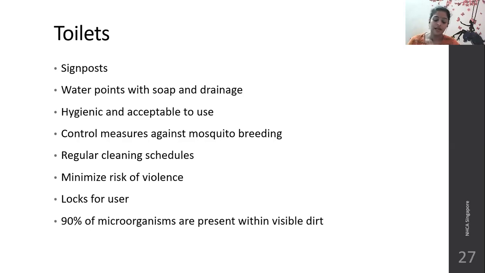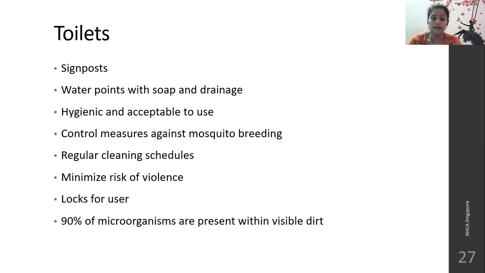The signpost to the toilets and latrines should be clearly visible to help the users find the toilets. Water points with soap and drainage should be there within the toilets. It should be hygienic and acceptable to use. Regular scheduling of the cleaning should be done. Control measures against mosquito breeding should be followed. A regular cleaning schedule should be followed by the housekeeping staff.